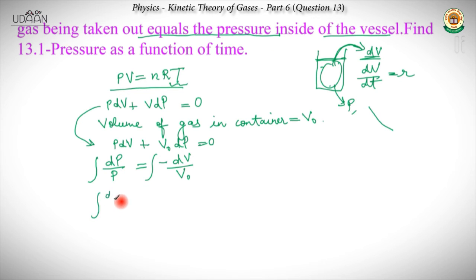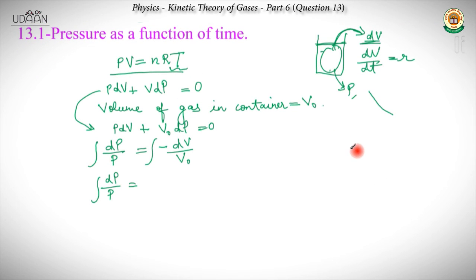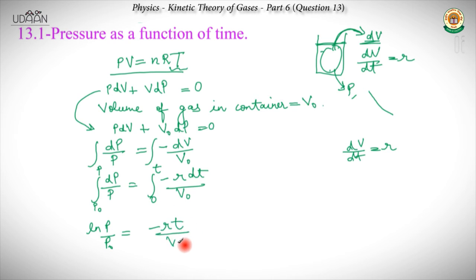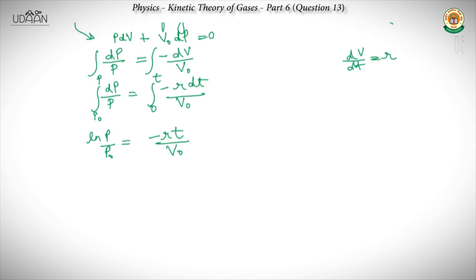Now we move on with this. dP by P equals minus dV by V0. It was taken out at a particular volume rate R, so dV by dt equals R. So the change would be R dt divided by V naught. The limits of pressure we can put from P naught to P, and the limits of time from 0 to T. So ln P by P naught would be equal to minus RT by V naught, by a simple integration. And so P comes out to be P naught e to the power minus RT by V naught. Now let's move on to the next part of this question.